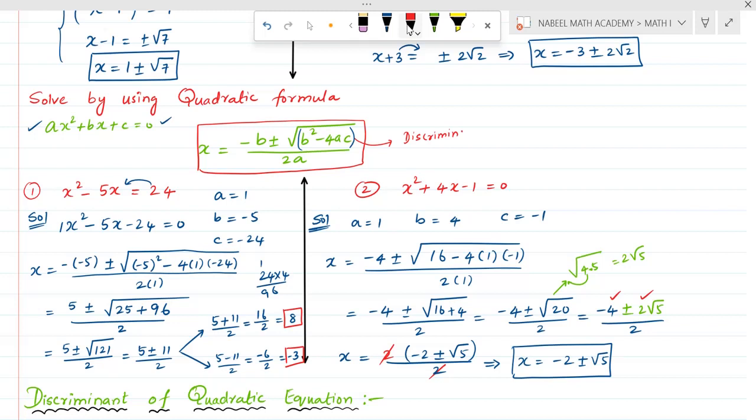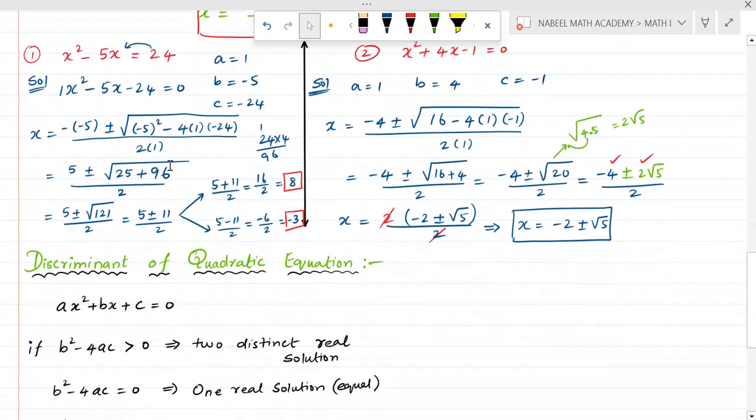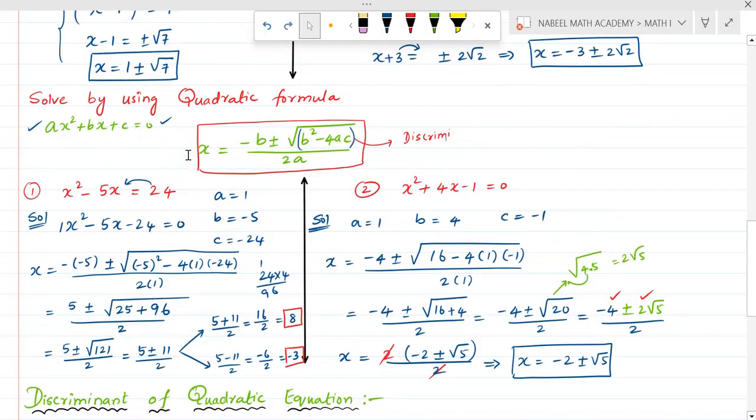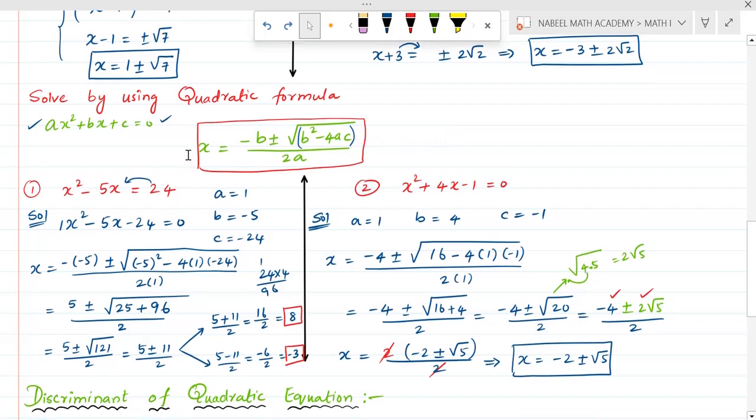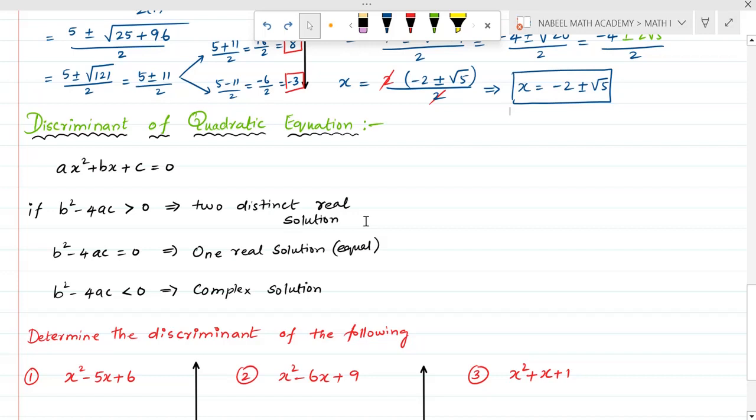Inside the root, if it is positive, you will get two different, distinct real roots. When it is 0, it is one real solution. That means the roots are same. You will get the same number, 3 comma 3, 2 comma 2. If it is less than 0, it is a complex solution.